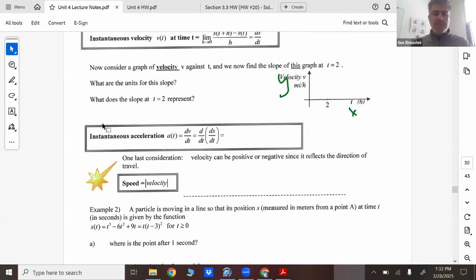So let's say we have this graph here. Now another thing to keep in mind: what if I graph velocity?